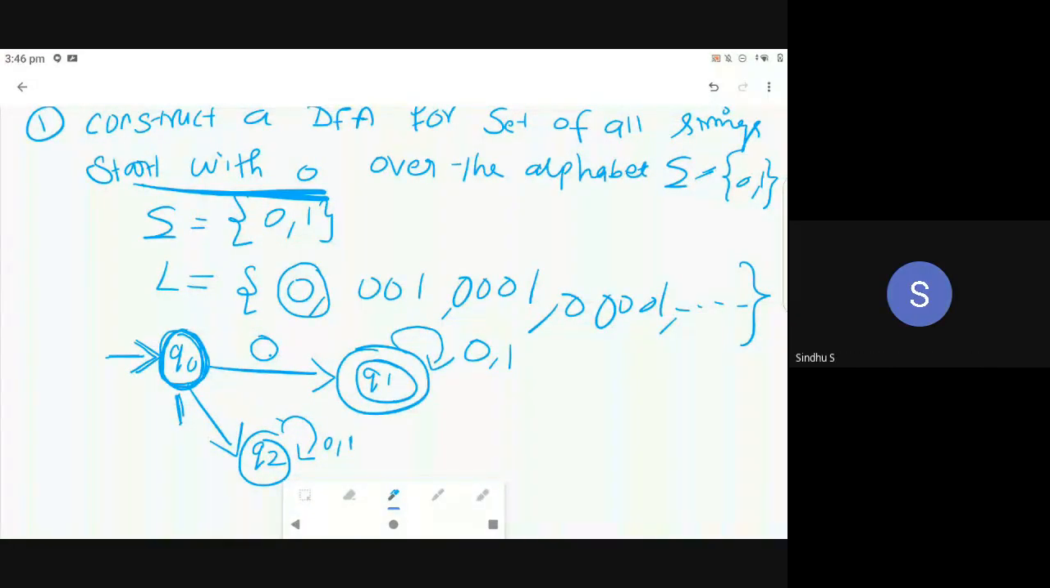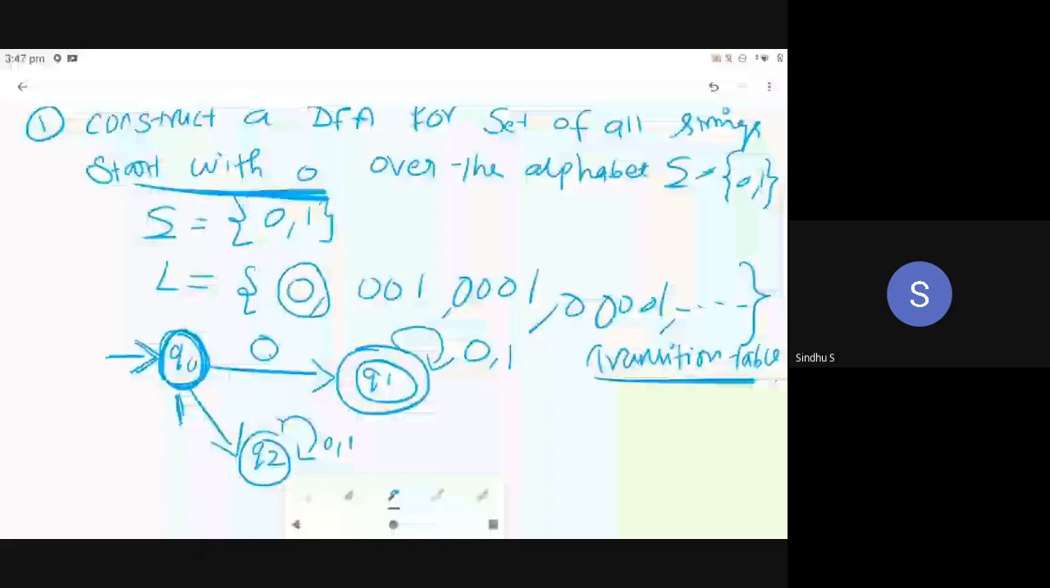Ma'am, can you show how the machine handles the input 001 and another input like 0001 and so on? Exactly, I'll tell you. Ma'am, any doubt in constructing the diagram? No, right? So I'll just tell you how to construct a transition table for this, and then I'll tell you how the machine will accept the right input and reject the wrong input.